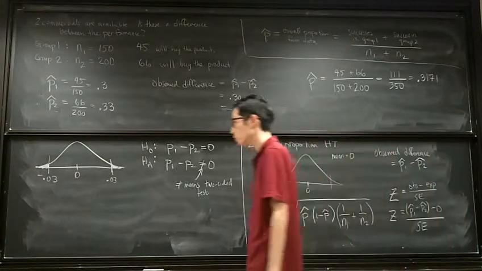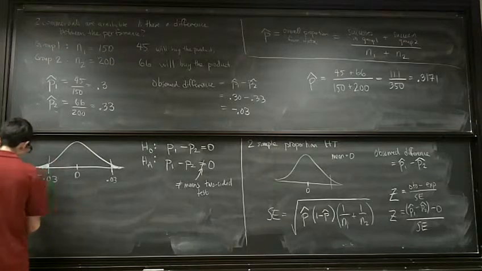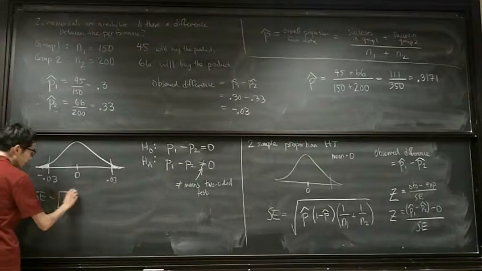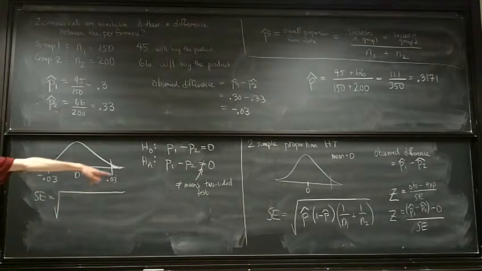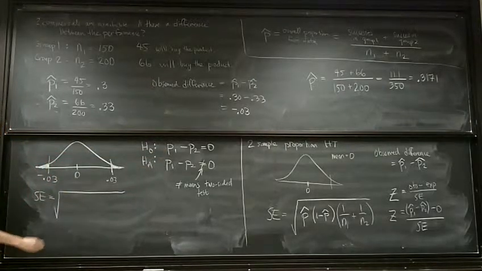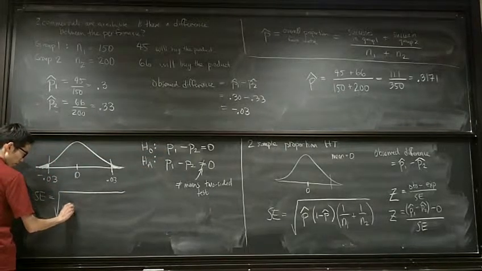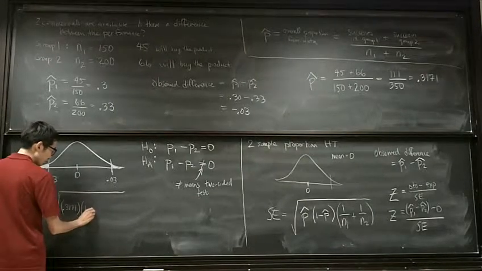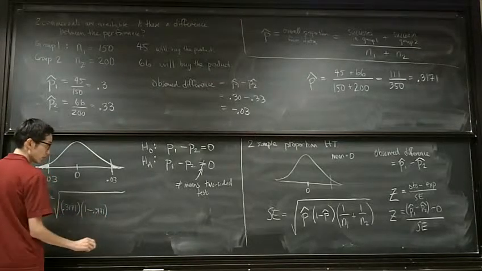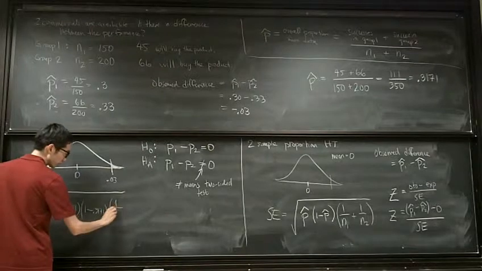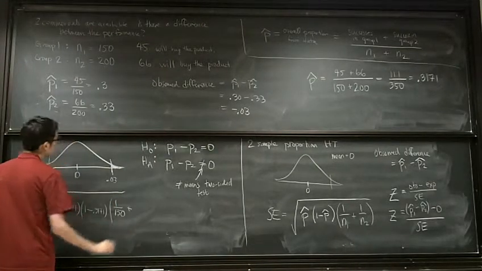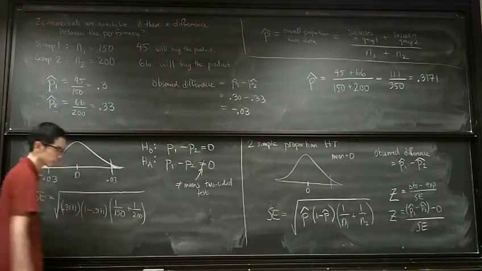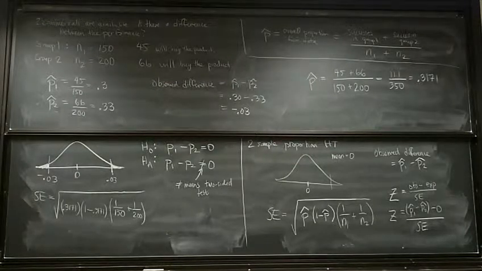Alright, so I've got to figure out my z-score, which requires that I know my standard error. Okay? So my standard error is that crazy ugly formula. And so I'm going to use p hat, which is 0.3171, and I'm going to multiply it by 1 minus p hat. So 1 minus 0.3171 times 1 over n1, which is 1 over 150, plus 1 over n2, which is 1 over 200.